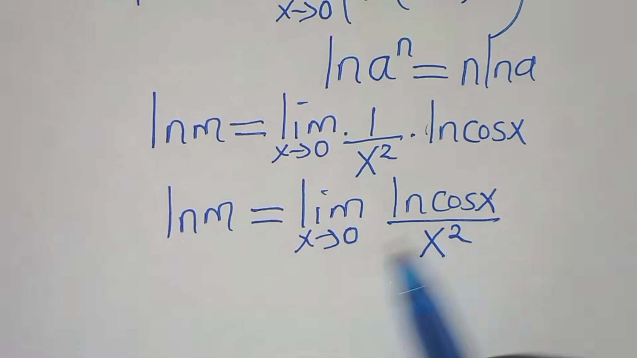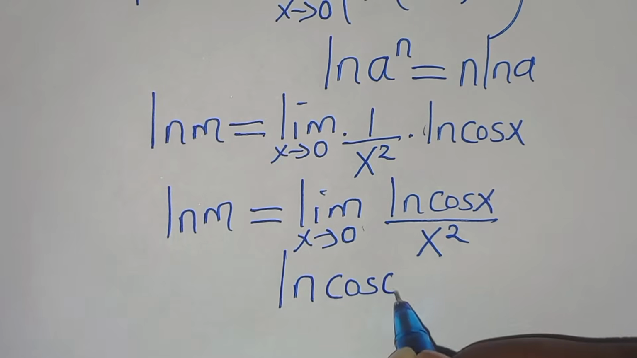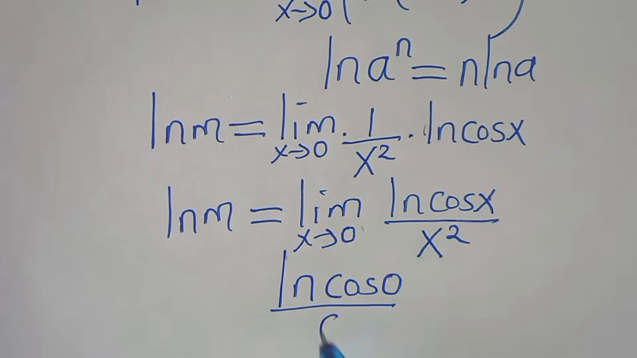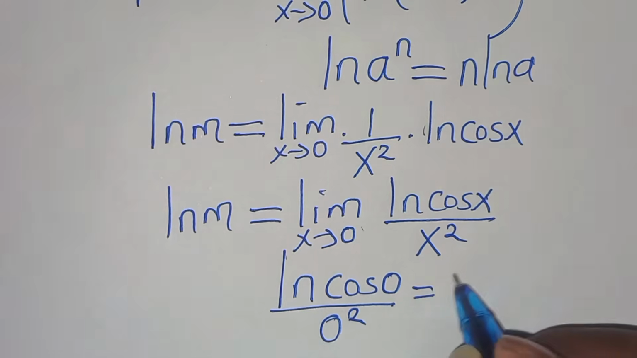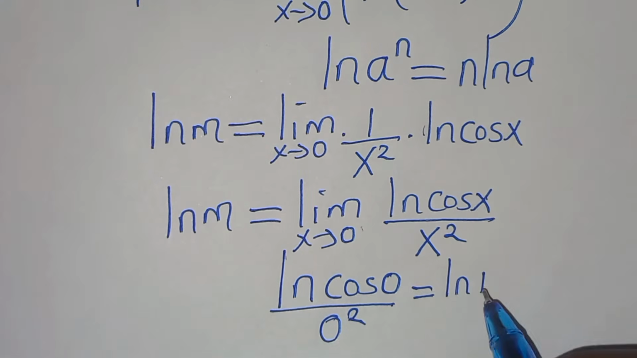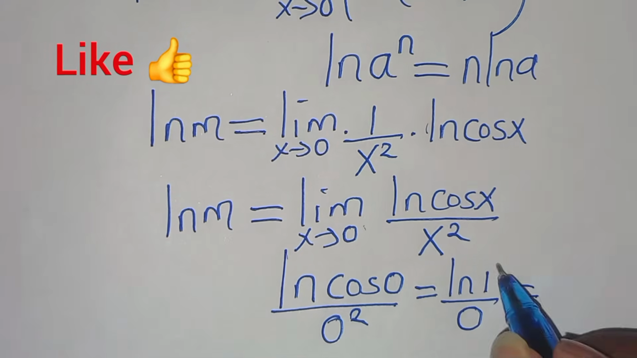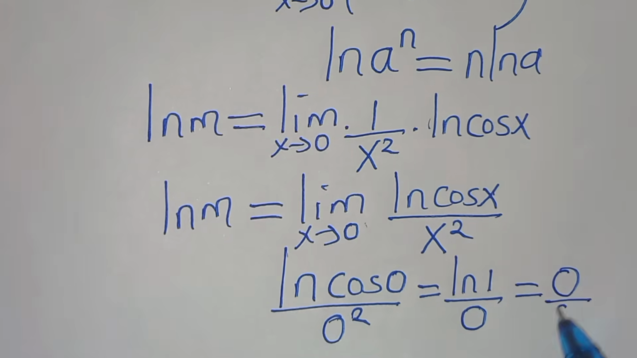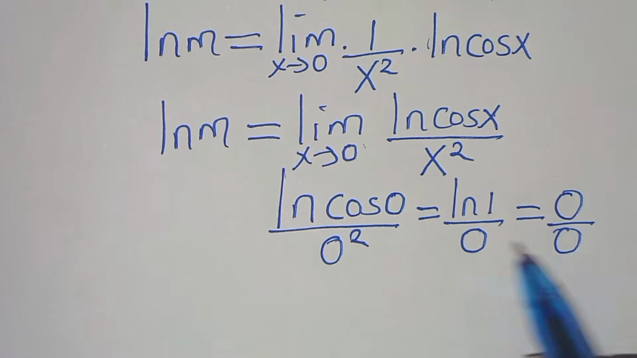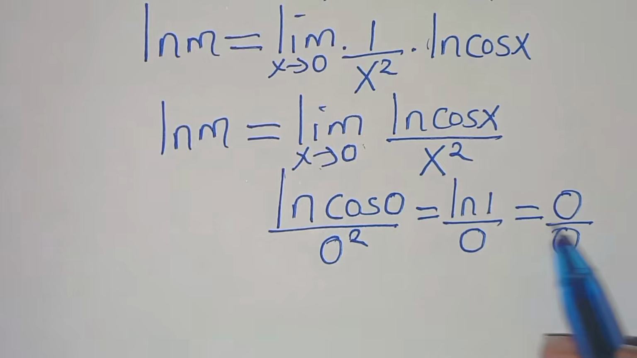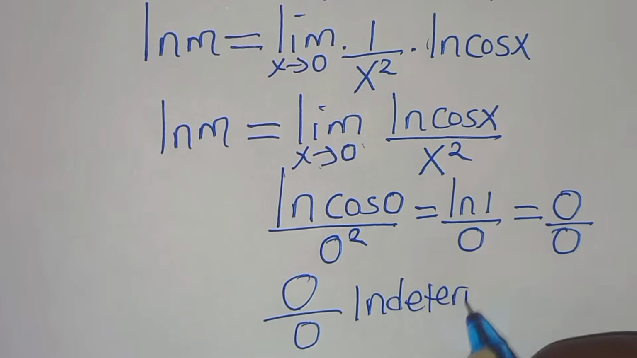Now let's substitute the value of 0 here. So we have the ln of cos 0 divided by 0 squared. This is x squared, so it's 0 squared. Cos 0 is 1, so we have ln of 1 divided by 0, and ln of 1 is 0, so we get 0 divided by 0. So by directly substituting x equal to 0, we have an indeterminate form.